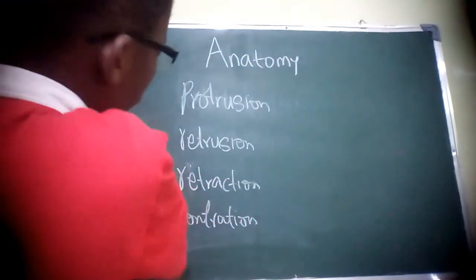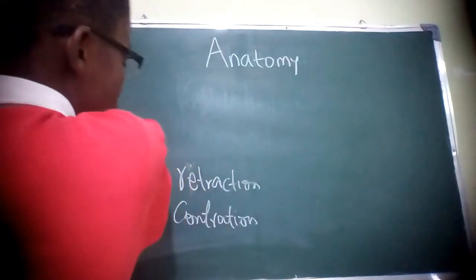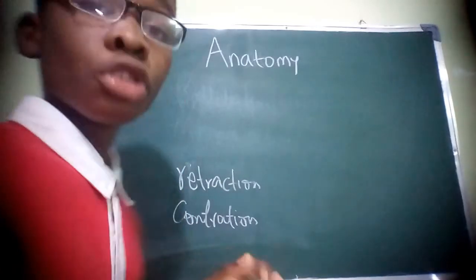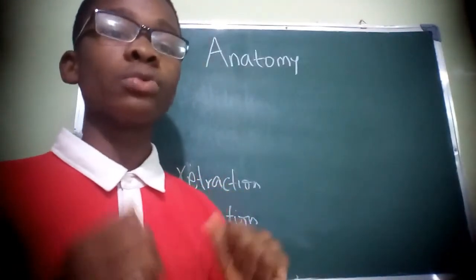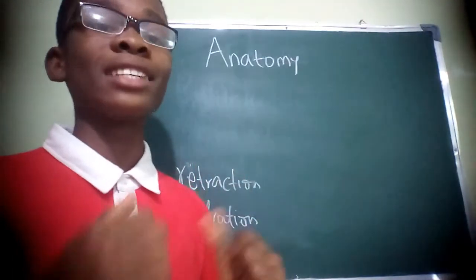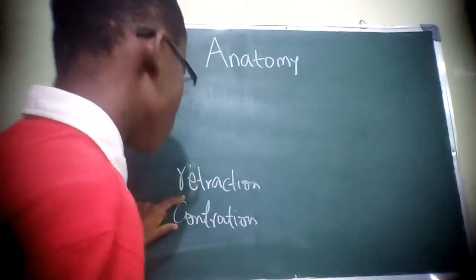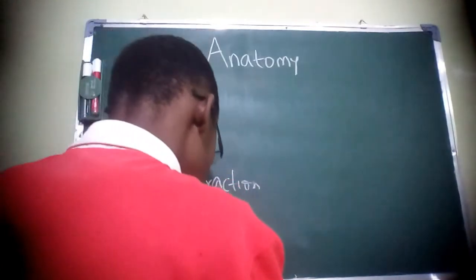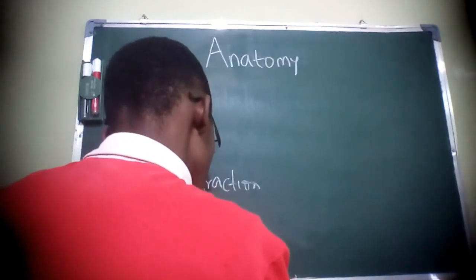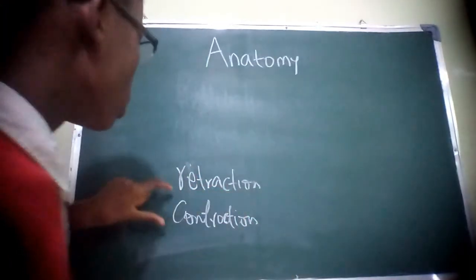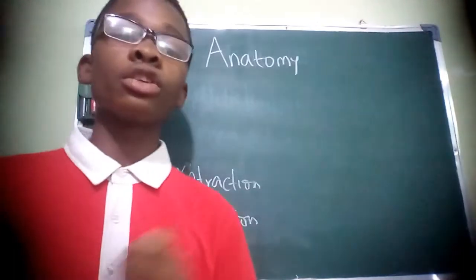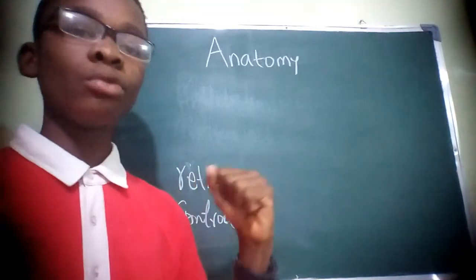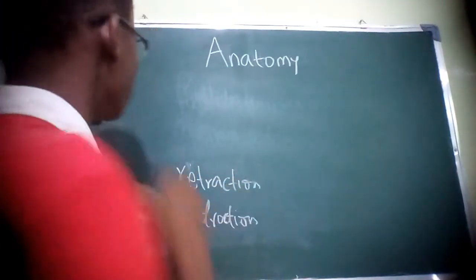And we have the next one, which is called retraction. Retraction is simply when the structure, which is mostly muscles, retracts, like regains its shape and size, while contraction is the opposite. Sorry, the C between the A. So we look at contraction. Contraction is where the muscle is being flexed or is being stretched.